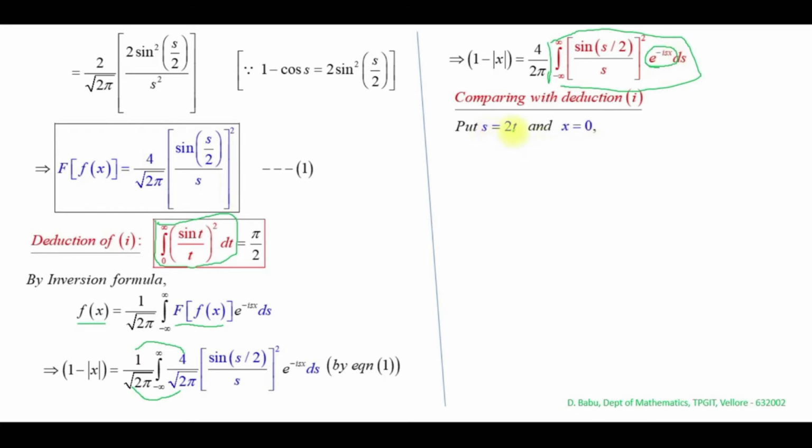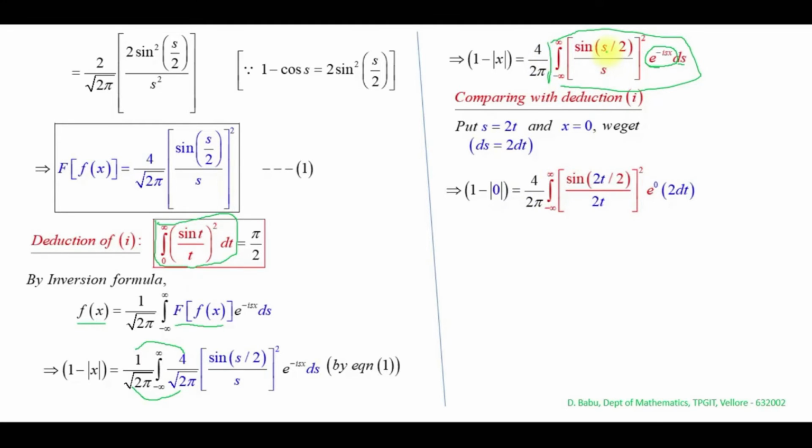So when s equal to 2t, we need ds. So differentiating on both sides, we get ds equal to 2 dt. So substituting these three values in this term, we have 1 minus modulus 0 because x equal to 0, 1 minus modulus 0 which is equal to 4 divided by 2 pi integration minus infinity to plus infinity.